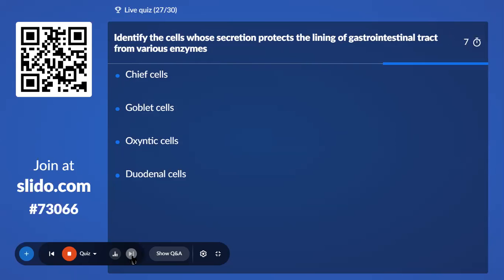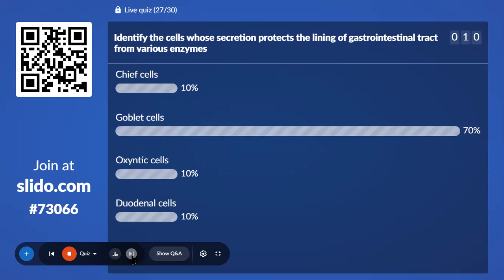And the answer in 5, 4, 3, 2, and 1. The poll rate. 70% students voted it as goblet cells, revealing the correct answer, and it's option B, goblet cells. Moving on to the leaderboard.